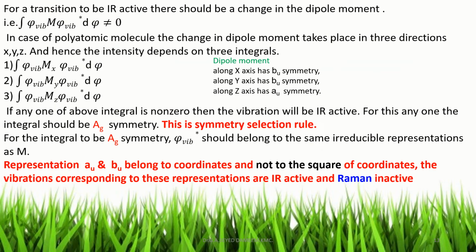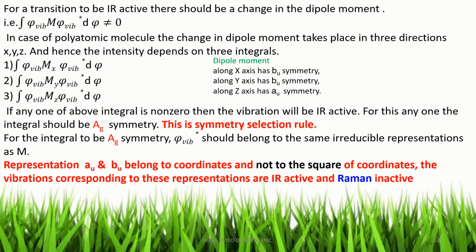For a transition to be IR active, there should be a change in the dipole moment, and the transition moment integral value should not be equal to 0. This transition moment integral has three components, along x, y and z, that is mx, my, mz, and if any one of the integrals is non-zero, the vibration will be IR active. For this, any one of the integrals should be Ag symmetric. This is the symmetry selection rule. The dipole moment along the x-axis has Bu symmetry, along the y-axis Bu symmetry, and along the z-axis Au symmetry.